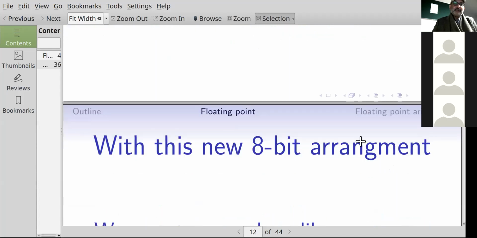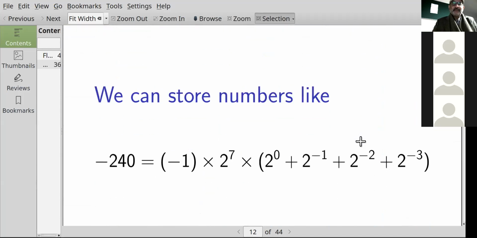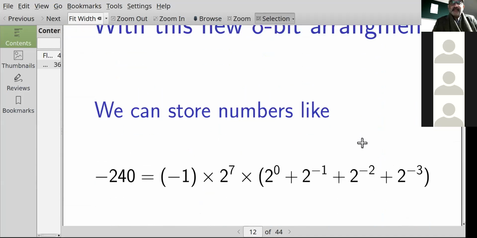So let's see how we would do this. This is an 8-bit arrangement, and this is how we would store the numbers. In the 4 bits which are for storing the number before any exponent or the sign, we can store up to 2 to the 0 plus 2 to the -1 plus 2 to the -2 plus 2 to the -3. It's understood that the 4 bits for the number are the coefficients for 2 to the 0, 2 to the -1, 2 to the -2, and 2 to the -3.